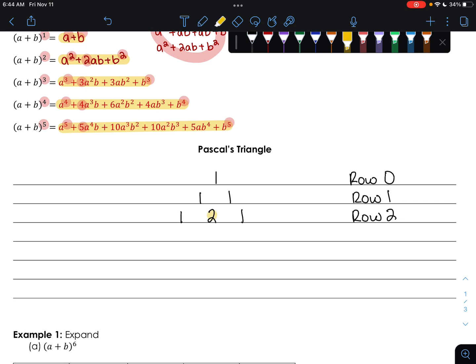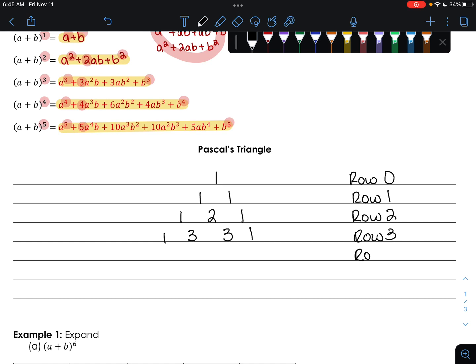So to get this 2 right here, we added this 1 and this 1 together. Okay, so the next row would be row 3. It would be 1. I add 1 and 2 and get 3. I add 2 and 1 and get 3, and it ends with a 1. Okay, are you seeing the pattern?